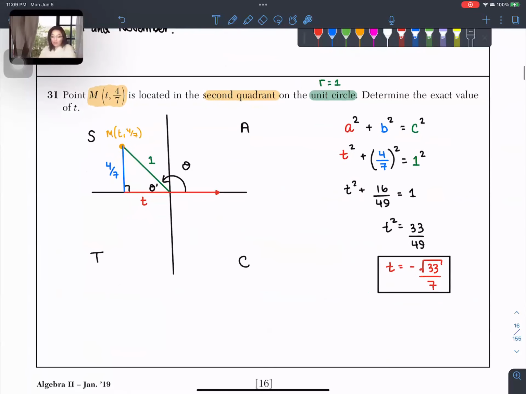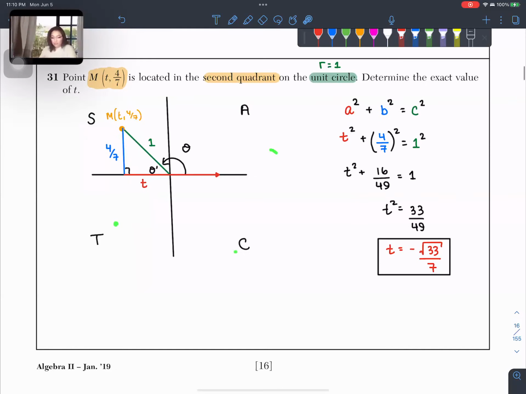The next one, 31. This point is T, and it's in quadrant 2. So the hypotenuse is 1 and the height is 4/7, and this is T. So by the Pythagorean theorem, you're going to get T is square root of 33/7. However, T is negative because it's in the second quadrant, and that's a negative T value. So yeah.